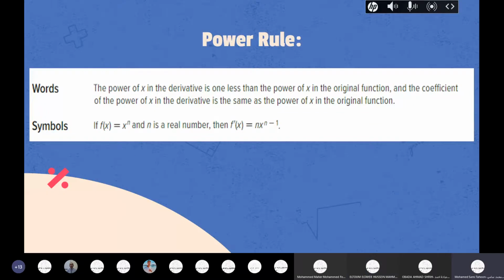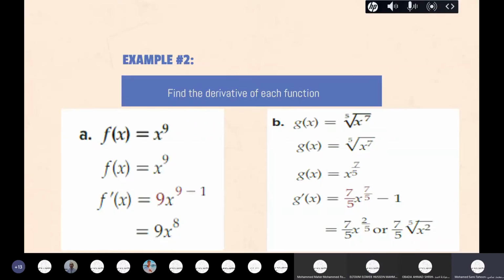Now let's use the rule to solve this example. Who wants to help? Okay, Muhammad Hisham, go on and solve question A, and Abdurrahman will solve question B. First, we have an original equation for A, which is x to the power 9. We apply the power rule and multiply it by the power to get 9x. But then we subtract 1 from the power to get the final answer, 9x to the power 8.